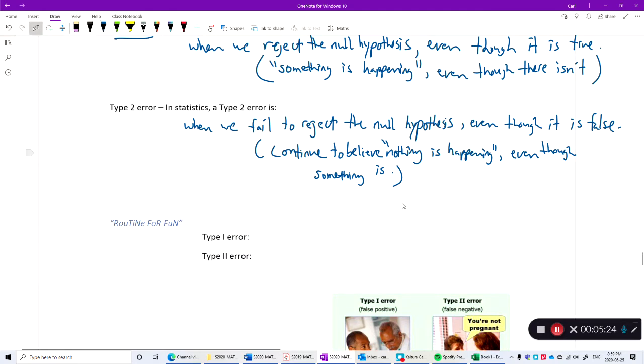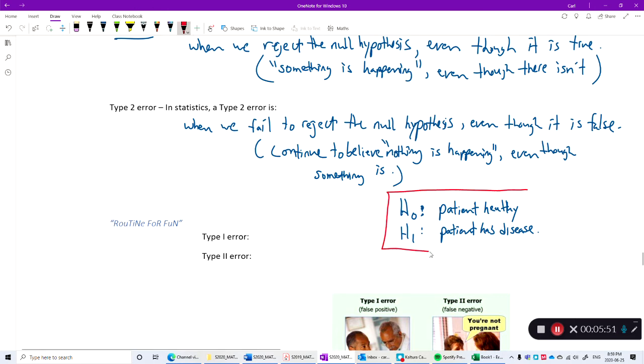So how do we trace out this analogy really clearly? In medicine, the null hypothesis is that the patient is healthy. The patient has no condition, no disease, at least not that disease. The alternative is that the patient has some disease, whatever it is. So let me put this in a box here. How do we draw out the correspondence here?